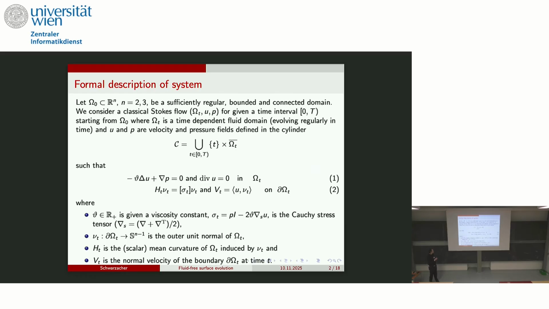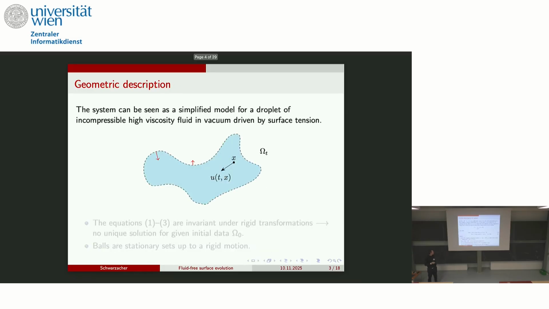So here is a bit of notation. So we have a viscosity constant, strictly positive. The fluid forces are more or less what you get by integration by parts, if you want to get a weak formulation, so you get the pressure and the viscous forces. And you have the symmetric gradient here, which is due to the rotation invariance of the system; you want to have it. This is the outer normal of the domain, H is the scalar mean curvature, and V_t is the normal velocity of the boundary. Okay, here's the picture again.